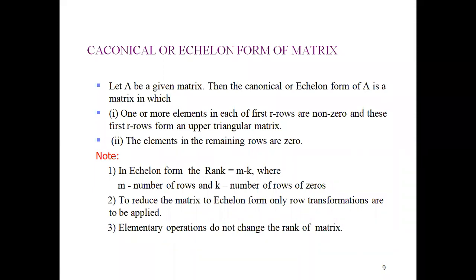Non-zero, the number of non-zero rows. Okay, so we may ask a question. In echelon form, the rank is equal to... if I give you an example, suppose A is a matrix m cross n. Then what is the rank of a matrix in echelon form? Whether it is m minus k, or whether it is k. Here m is nothing but the number of rows, and we are subtracting the zero rows from that.